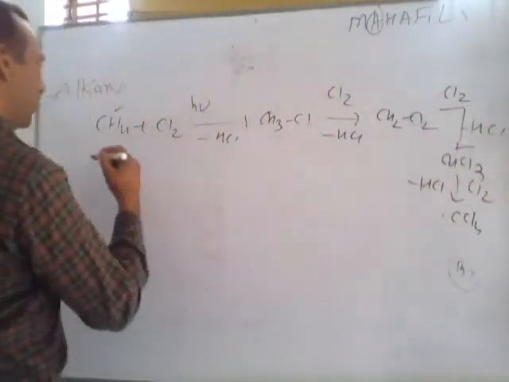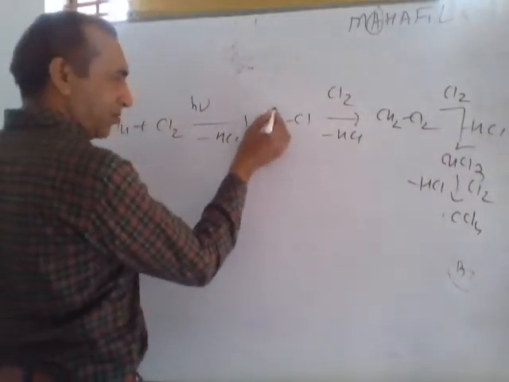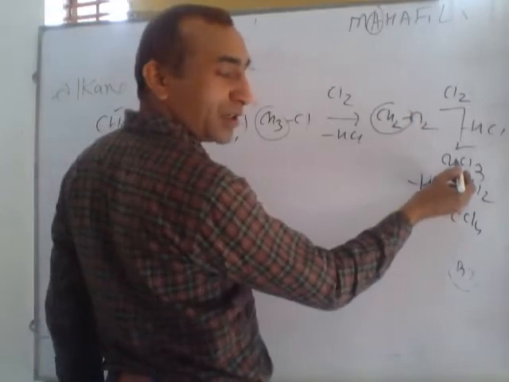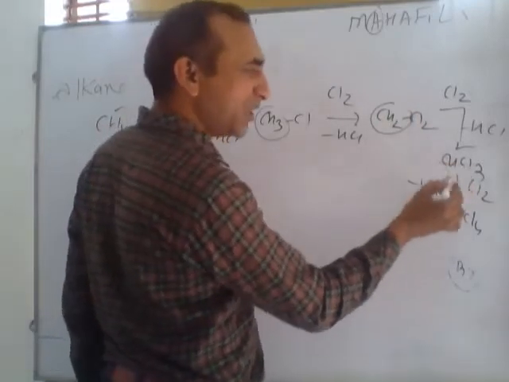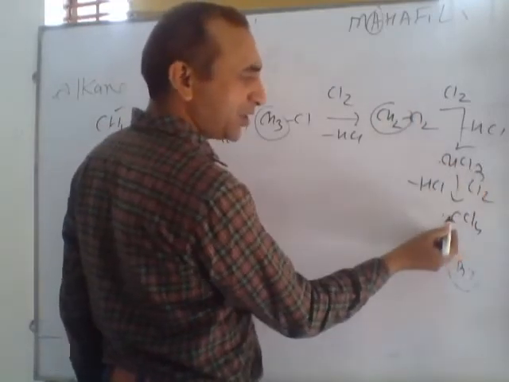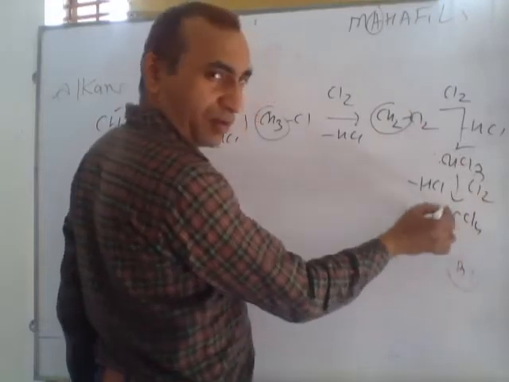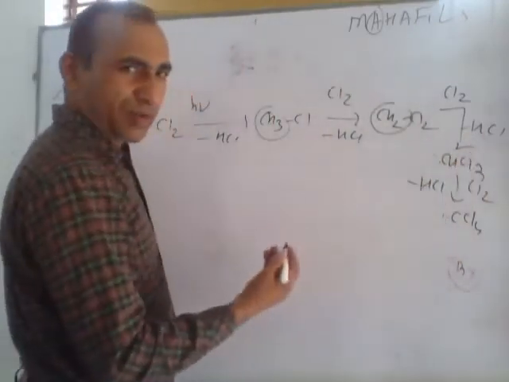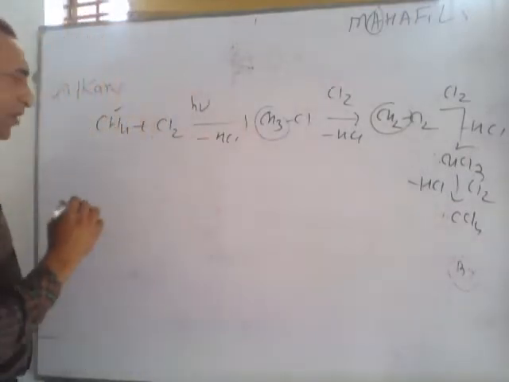In this reaction, this is methyl chloride, this is methylene chloride, this is called chloroform, CHCl3, otherwise we can say trichloromethane. This is carbon tetrachloride, tetrachloromethane. So in this reaction, the mixture of all these are formed. This is not a perfect or accurate method.